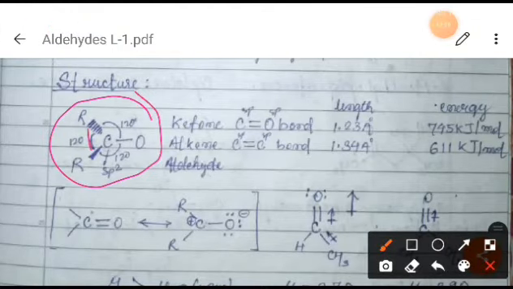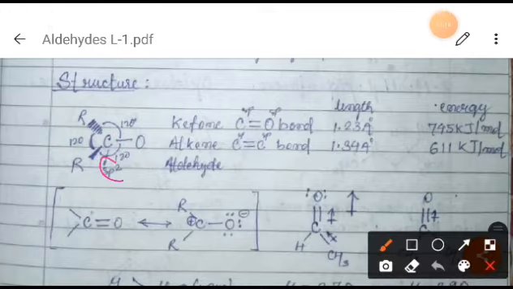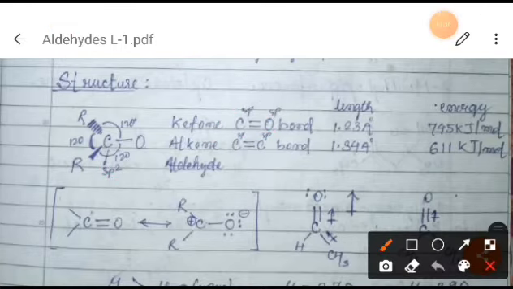Now the structure of this carbonyl compound is like this, with bond angles of 120 degrees each. The hybridization is sp2, as written here. The carbon-oxygen sigma bond in ketones is formed by sp2 overlapping. The bond length is 1.23 angstrom, and the bond energy is 745 kilojoule per mole.